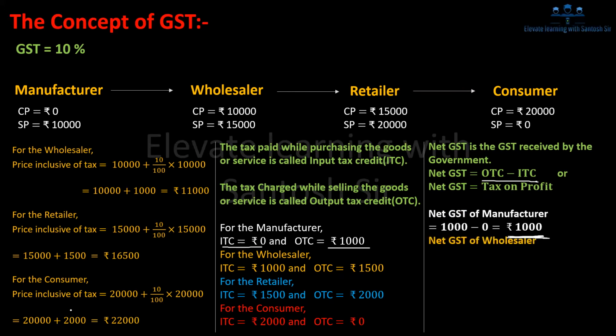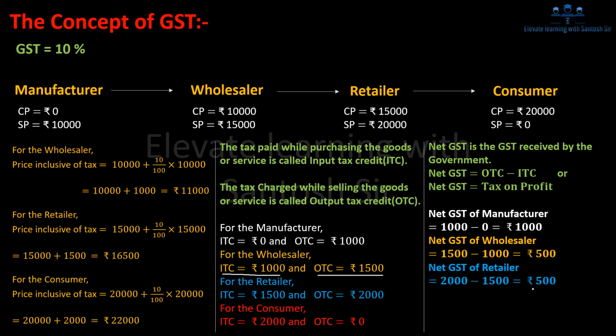Let's come to the next person in the chain, the wholesaler. For the wholesaler, input tax is 1000 rupees and output tax is 1500 rupees. So net GST paid to the government by the wholesaler will be 1500 minus 1000, which is 500. For the retailer, the net GST will be 2000 minus 1500, that is 500. Consumer is not paying any net GST because he is not selling it ahead. So the consumer is not directly paying anything to the government.